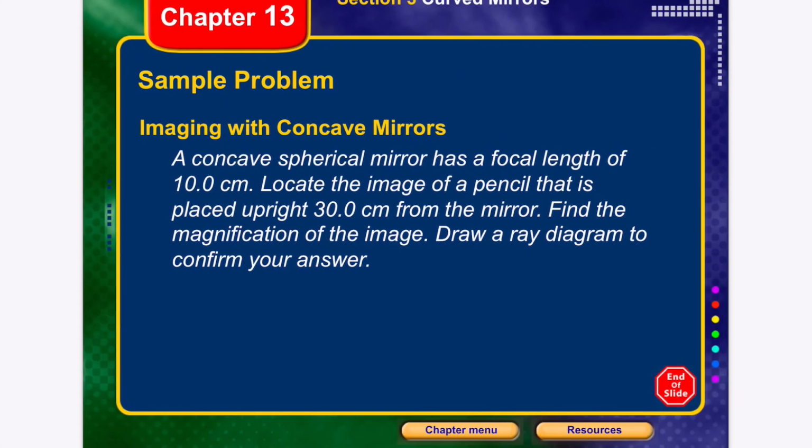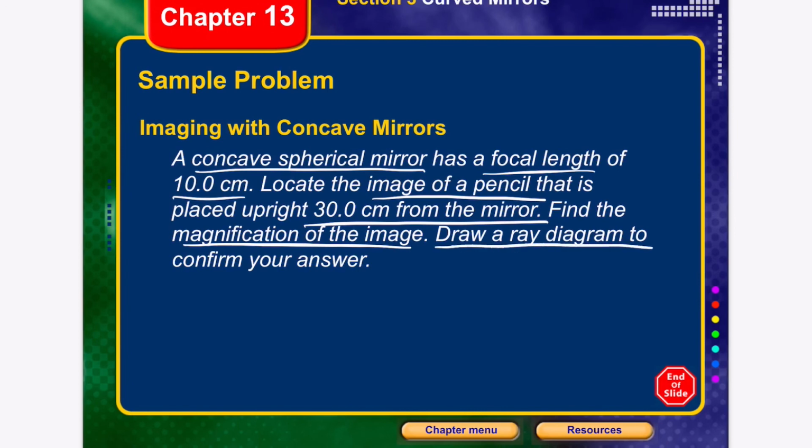Now, let's take a simple problem. We have a concave spherical mirror that has a focal length of 10 centimeters, and they're asking you to locate the image of a pencil that is placed upright 30 centimeters from the mirror. They're also asking you to find the magnification of the image and the ray diagram to confirm your answer. I'm going to draw the analytical version, and you try to draw the ray diagram to confirm the answer. Let me try and solve the problem.